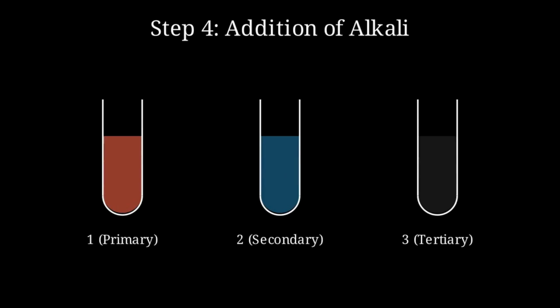The final step is the addition of an aqueous sodium or potassium hydroxide solution. This alkali reacts with the products formed in the previous step to produce the characteristic colors we use for identification. Let's examine the results for each type.